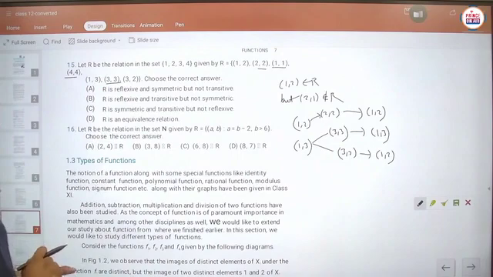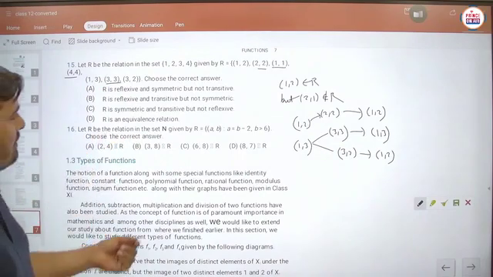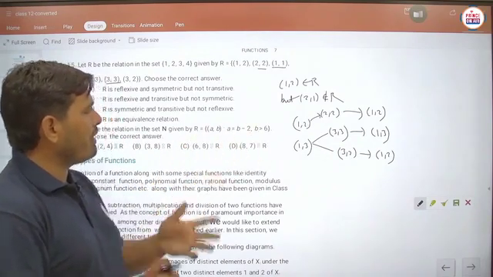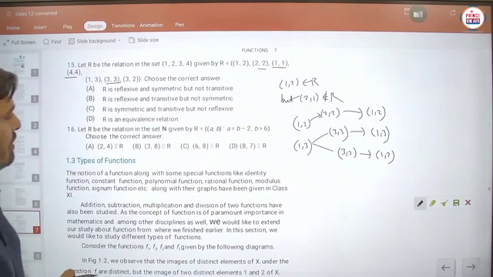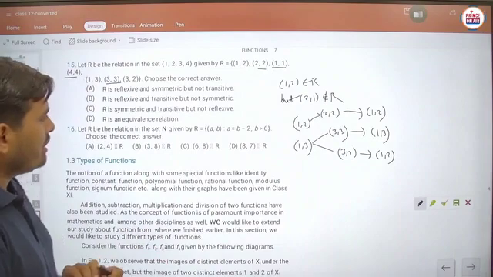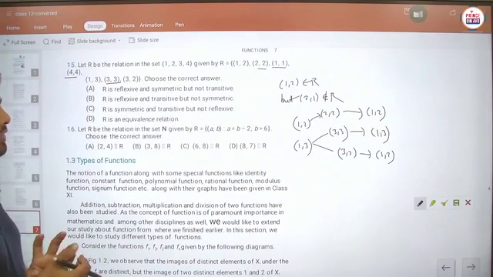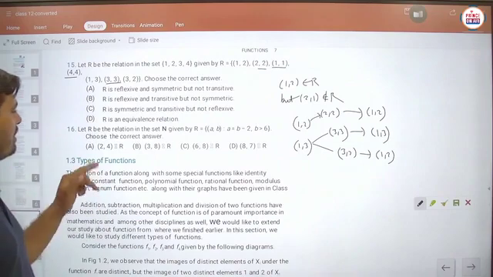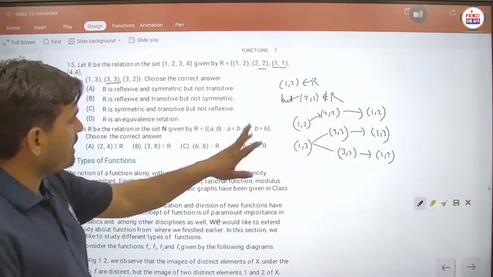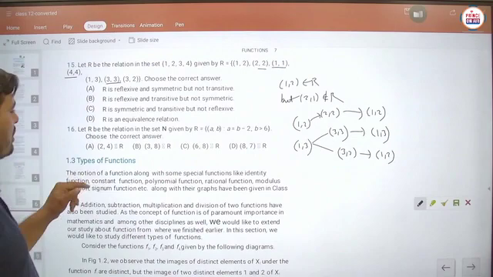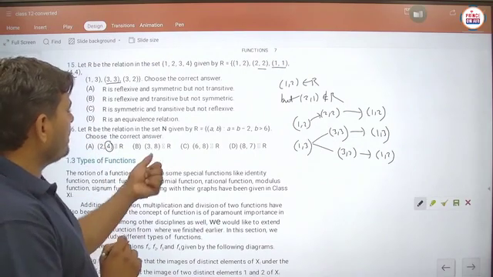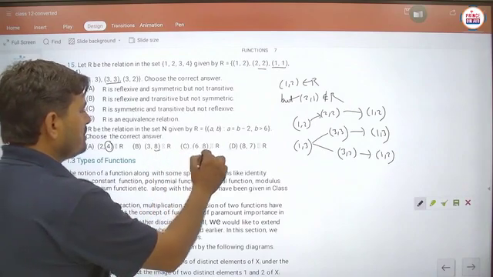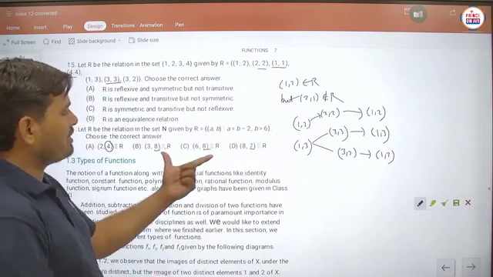Next, R is a relation on a set given by R = {(a, b): a = b minus 2, b greater than 6}. Choose the correct option. Is it clear? No problem, students. Here we just have to use a = b minus 2. Suppose we check the option (2, 4), but b must be greater than 6, so we do not take this option because here b is 4, but we need b to be 8 or 7. So we can check these three options.